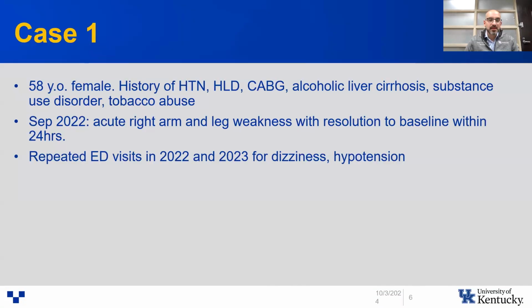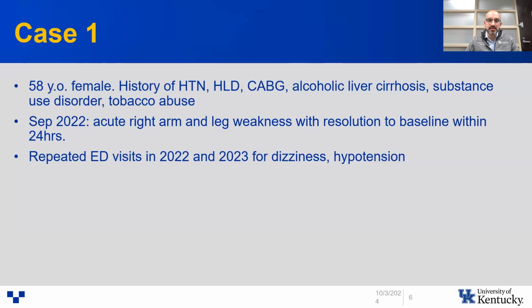Thanks, Dr. Powell. As we go over these case scenarios, these are patients that we have seen within the past year at the University of Kentucky. And exactly like Dr. Powell said, we'd like you to think about the questions that were asked while we go over these cases. The first case is a 58-year-old female, history of extensive vascular risk factors, and to throw into the mix alcoholic cirrhosis and substance abuse disorder as well.